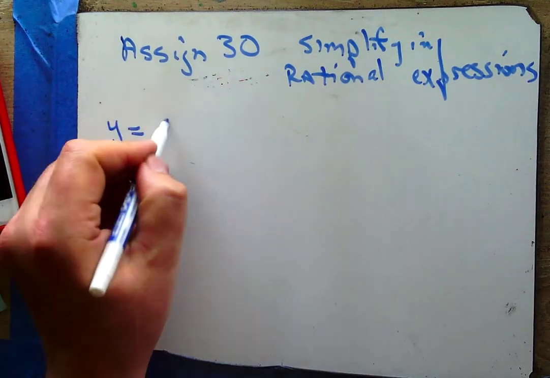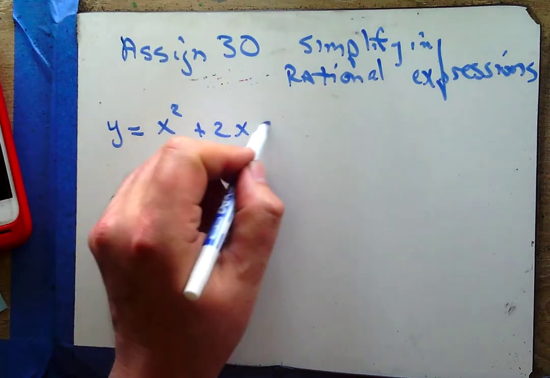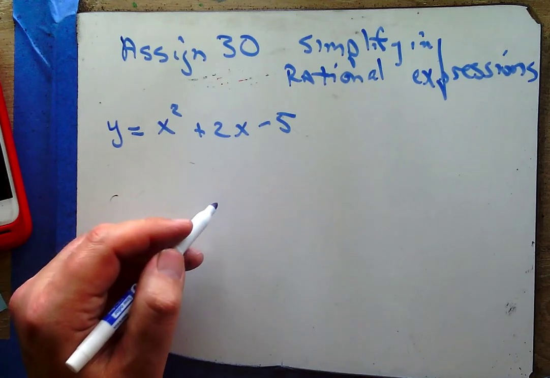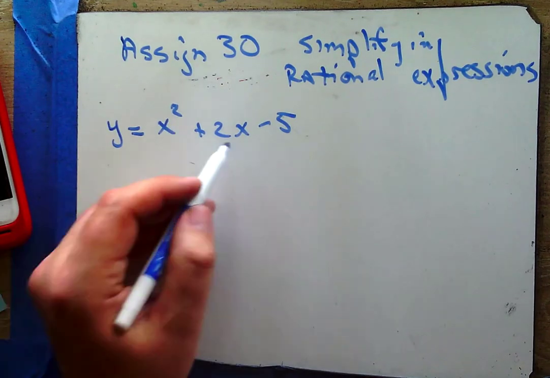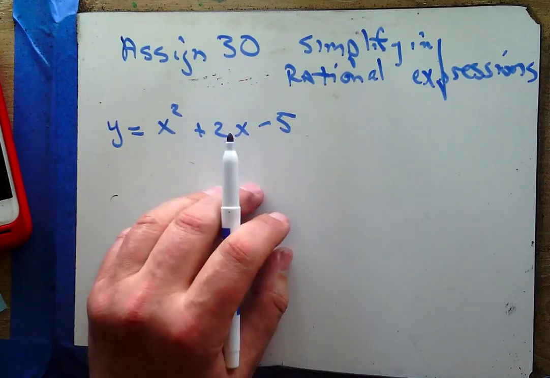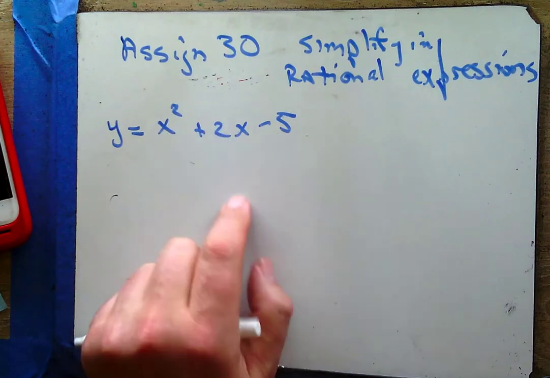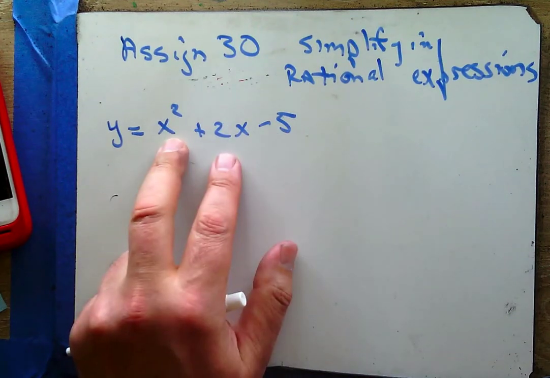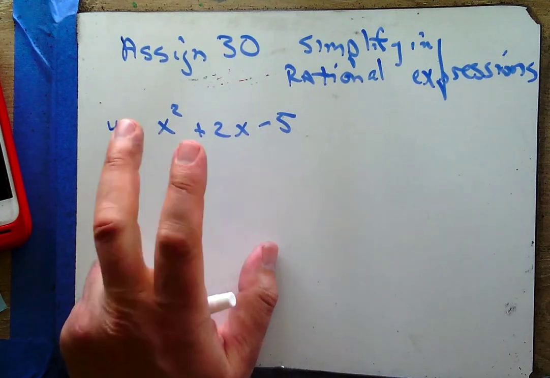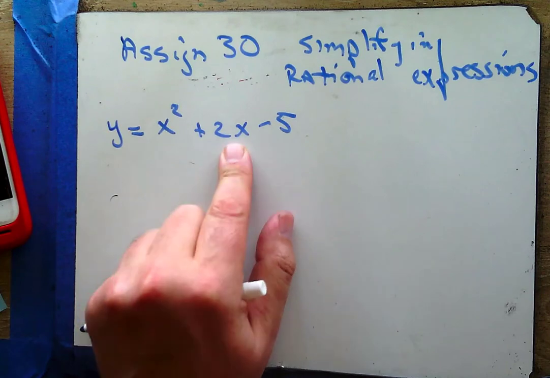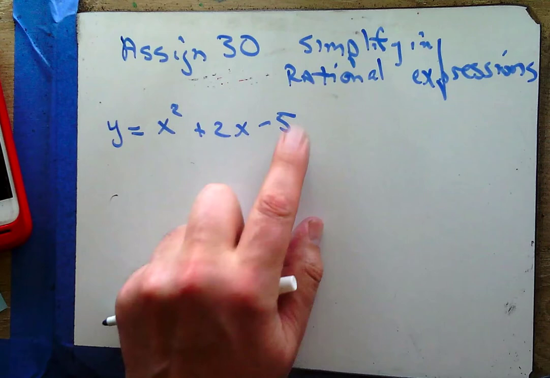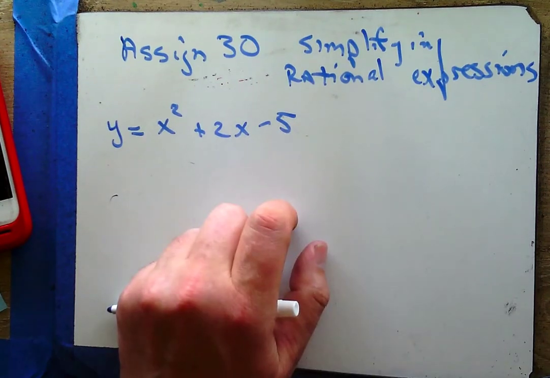So y equals x squared plus 2x minus 5. Okay, so what's the domain of this polynomial? Is there any restriction on what x value I can plug in here? Come on, think about it. Can you plug in a 0? Sure, I get -5. Can you plug in a 1? Sure, I get -2. Can you plug in -5? Sure. -5 squared is 25, minus 5 times 2 is -10, 25 minus 10 is 15, minus 5 is 10. So sure, I can plug those in.